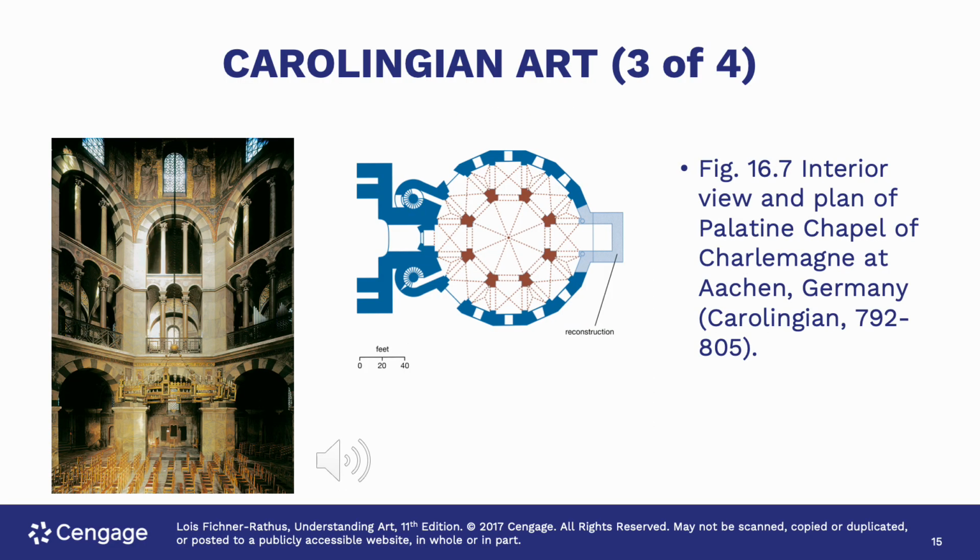Let's look at figure 16.7. Charlemagne's palace chapel in Aachen was inspired by Byzantine architecture. It reflects Charlemagne's desire to connect his empire to the glory of Rome.